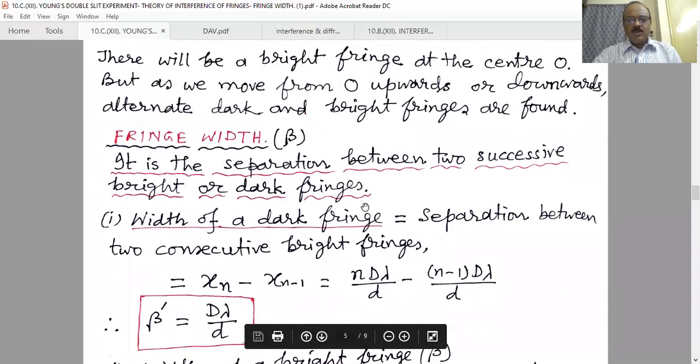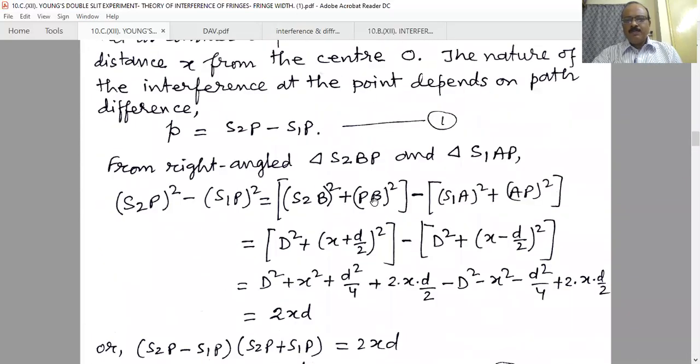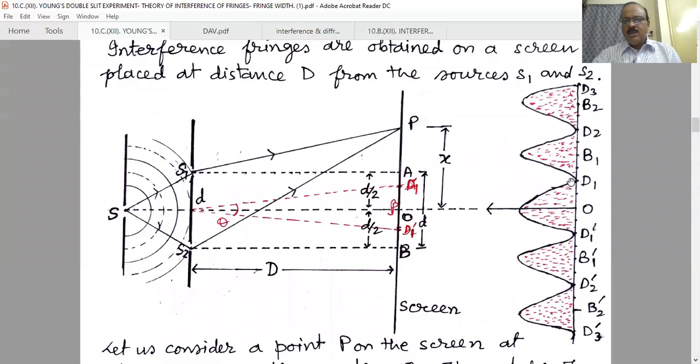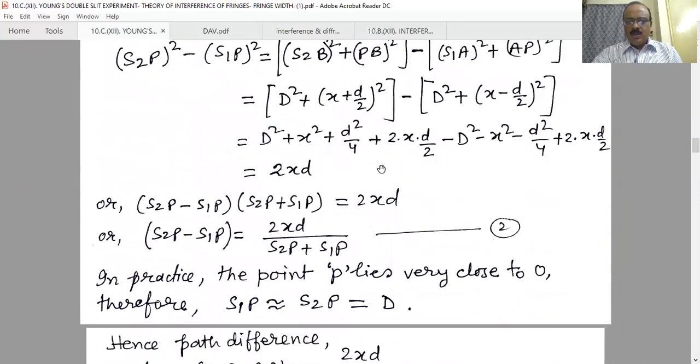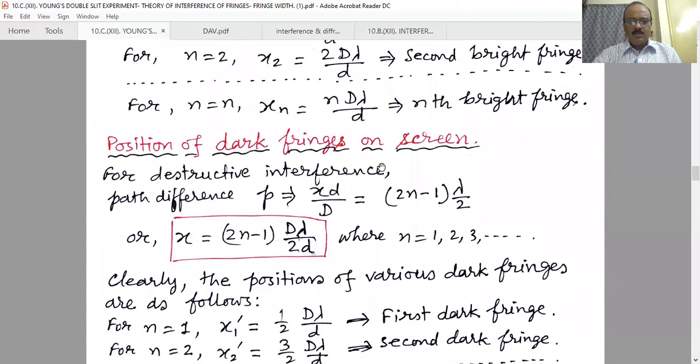And be careful about it. When we want to find out the width of the bright fringe, that means it is the distance between two successive dark fringes. It is the width of the bright fringe, or successive minima. But when we want to find out the width of the dark fringe, it is the distance between two successive maxima. Now, we will observe the value of the width of the dark fringe and the bright fringe.